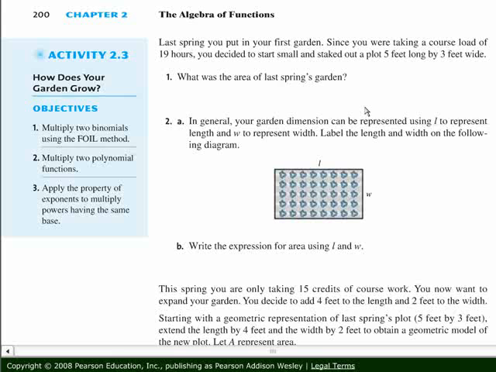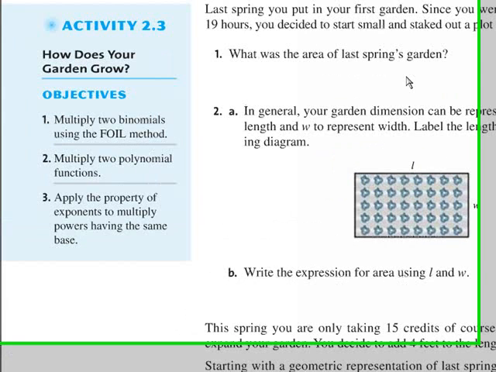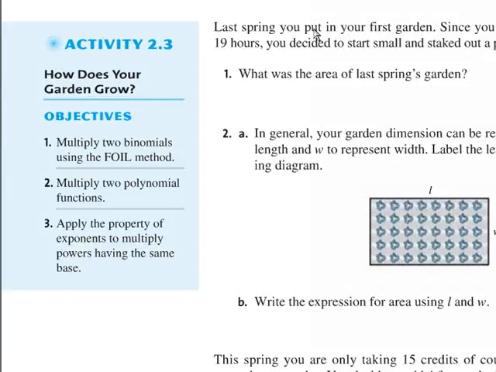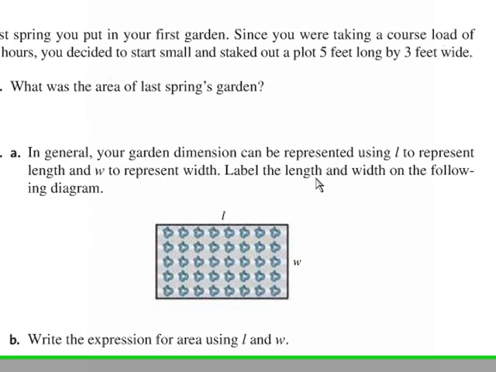This is where things get, and that's normal, that's fine. That's in all kinds of textbooks. So here's where things get different: we start with a scenario. Last spring you put in your first garden. Since you were taking a course load, you decided to start small, 5 feet by 3 feet.